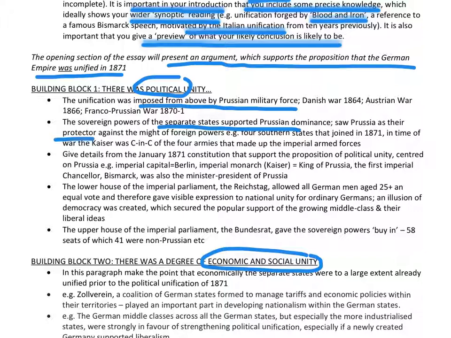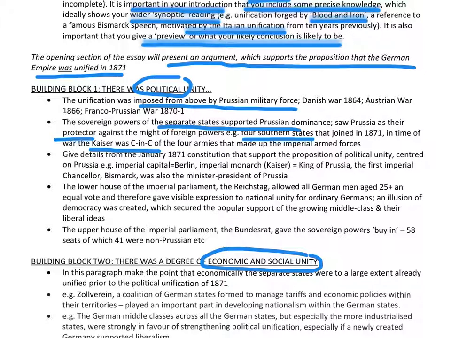And you can say, for example, in 1871, the four southern states voluntarily joined in. There was an acceptance that in time of war, the Prussian army, led by the King of Prussia, who was now the Emperor, would be the leader of the imperial armed forces.